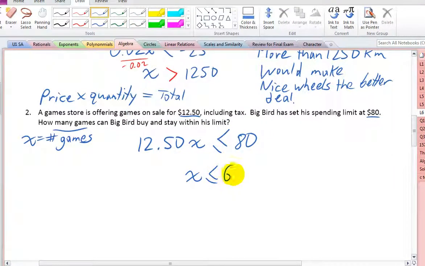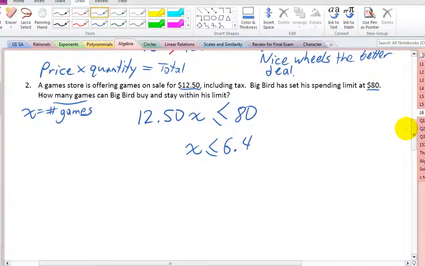So the answer is 6.4. Now make a sentence and make sure it's correct. Go. Idea of what his limit would be. So you'd answer he can buy 6 games or less. Okay. Did anyone use 6.4?